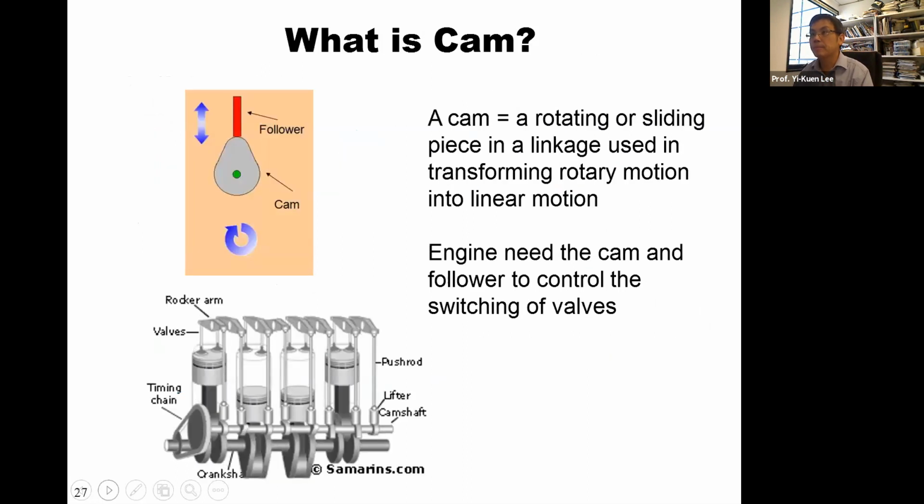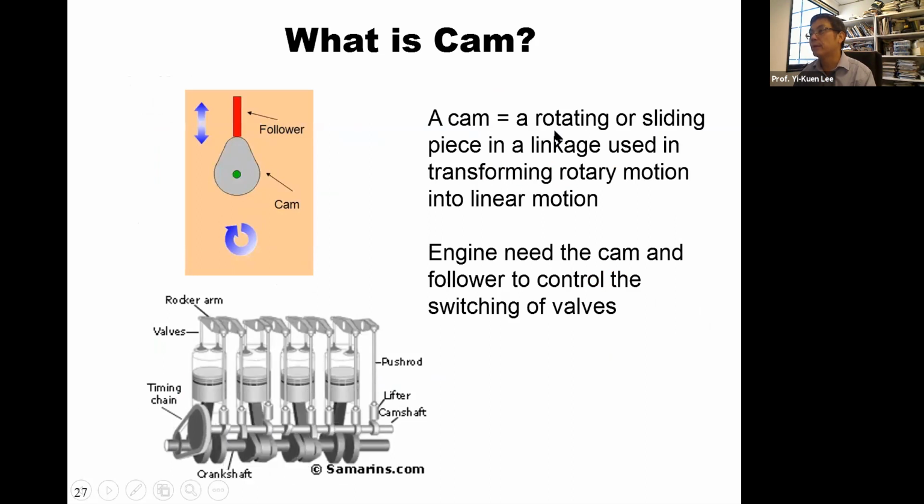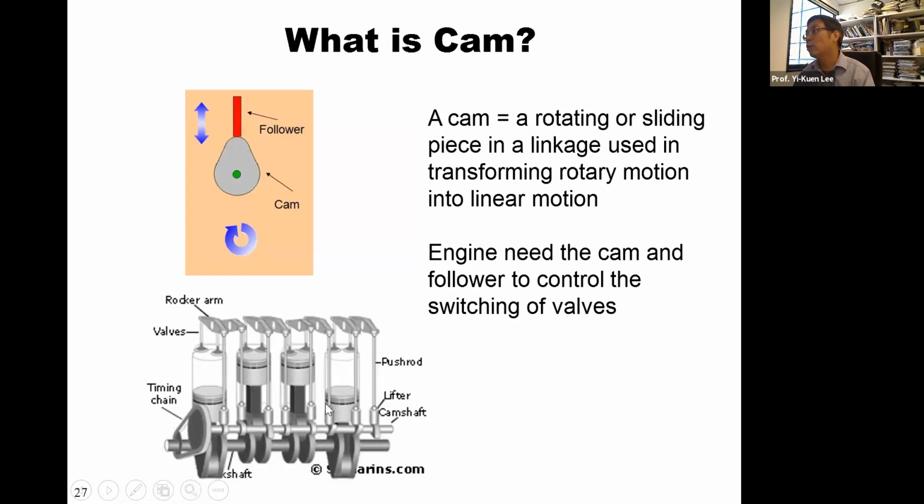Okay, and cam is another important part of every car with an engine. You need cam and follower to control the operation of the piston cylinder for this engine. Okay, for timing. It's a very important thing. Again, a cam is a rotating or sliding piece in a linkage that transmits rotary motion to linear motion. Okay, and again, the engine needs this cam and valve to control the switching of the valve, right? To allow air and gasoline to go into this chamber, the cylinder, and then do the combustion, converting chemical energy into mechanical energy.